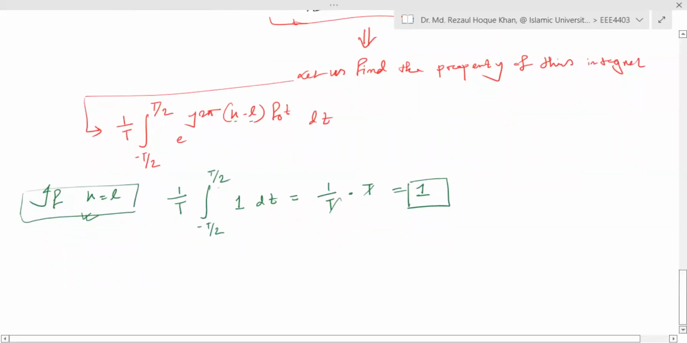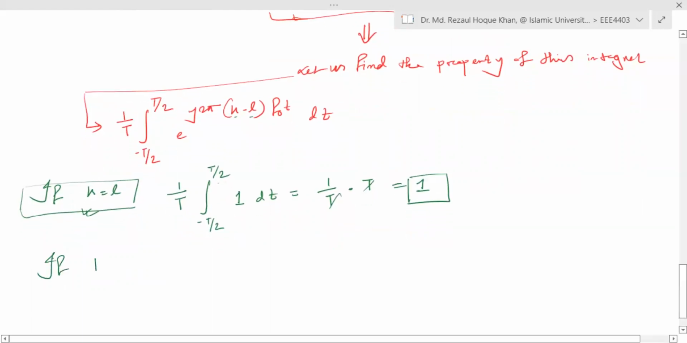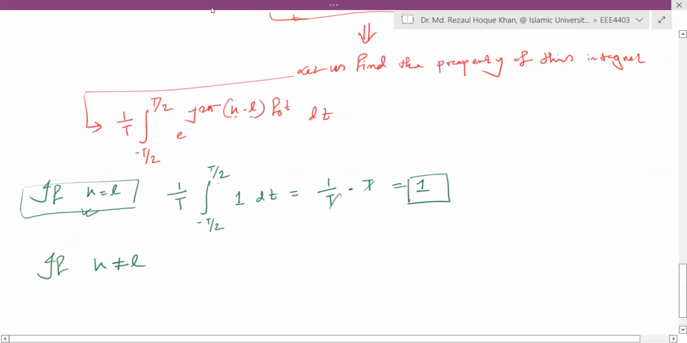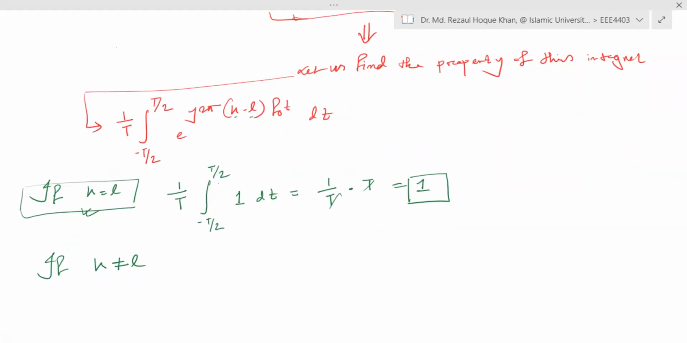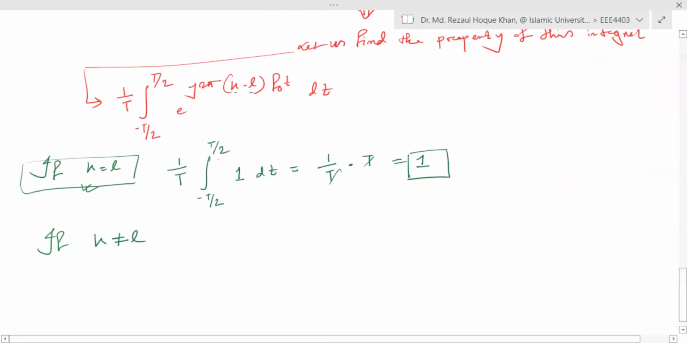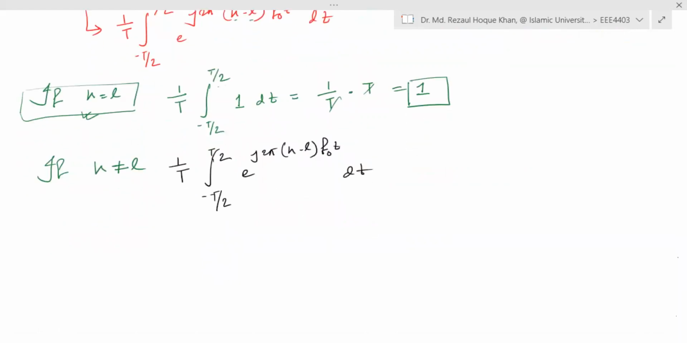So if k not equal to L, what happens then? If k not equal to L, then the equation comes as 1 by t, integral from minus t by 2 to t by 2, e to the power j 2 pi (k minus L) f0 t dt. Now we have to solve this part. So what is the solution?